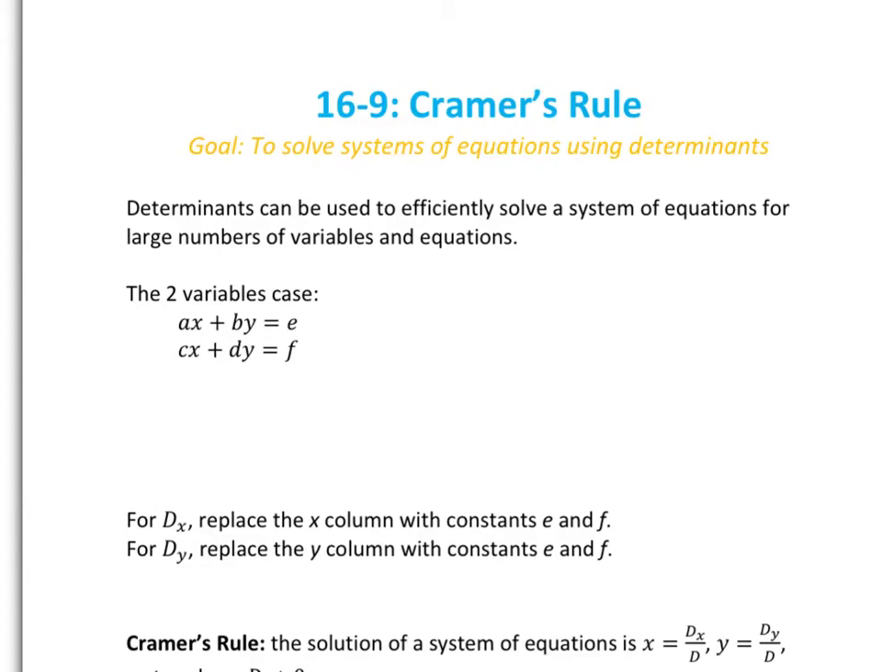All right, fellas, so the last section in Chapter 16 here is Cramer's Rule. Cramer's Rule uses determinants to solve large systems of equations. All right, lots of variables, lots of equations. I'll show it to you with the two-variable case so you can understand where he came up with it.